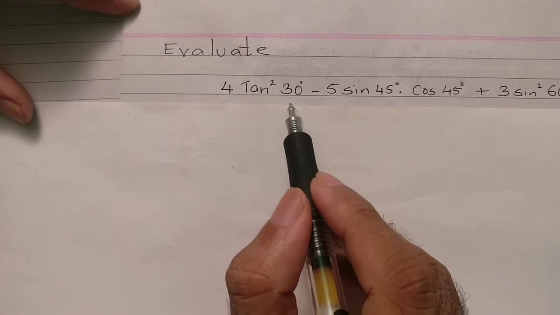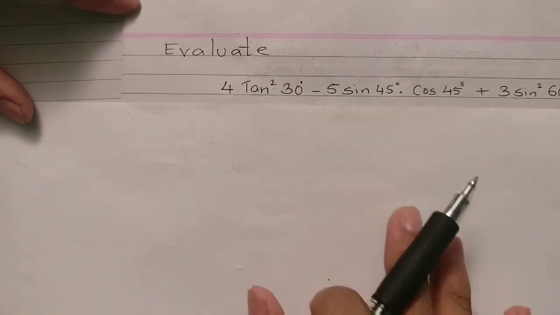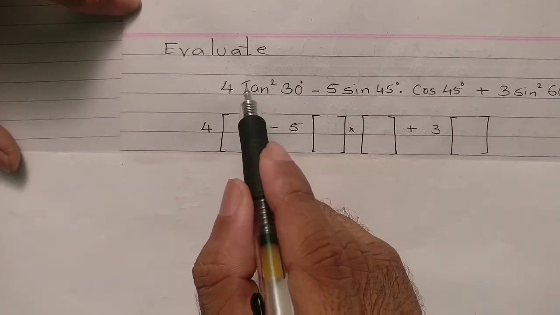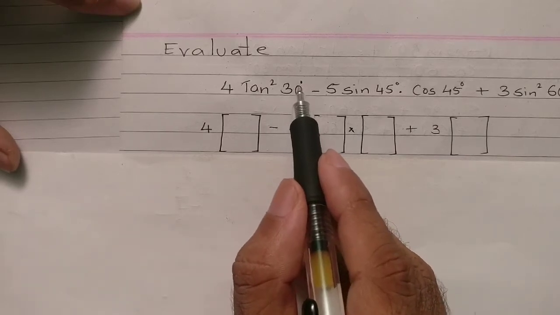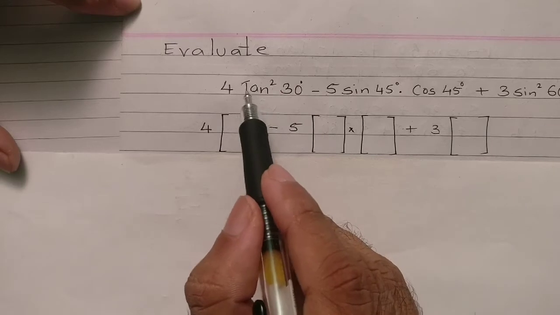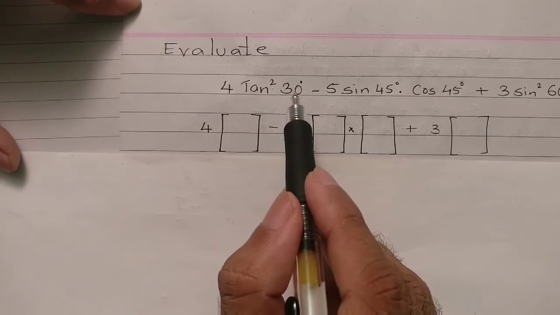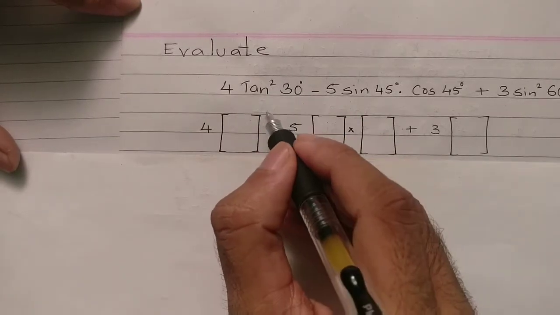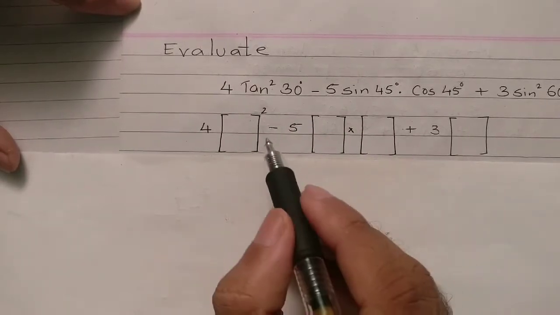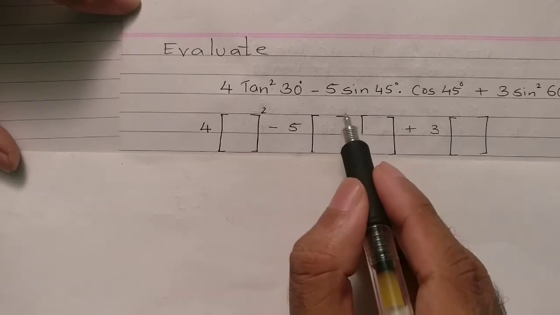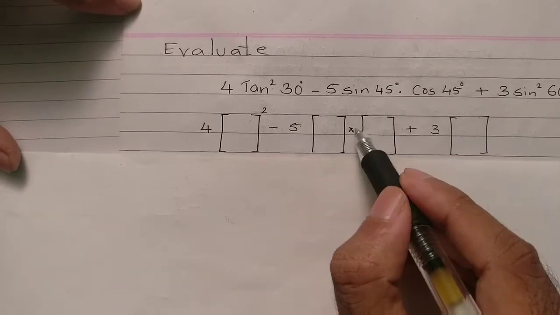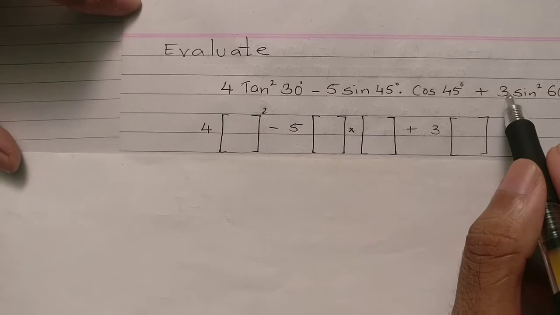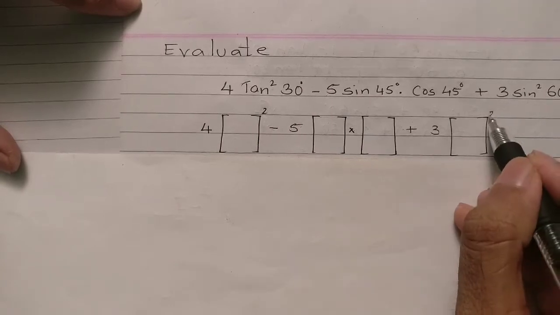Now, first thing that you need to do is, whenever you read this question, put a bracket. What I mean by this is, I'll write 4 and tan 30 has a certain value. I'll tell you the value, but once you know there is a trigonometric angle that I have to find a value for, I'll write a bracket over here, and since it is a square, I'll put a small square over here, minus 5 and then sin 45. There's no square, so I'm not writing anything, multiplied by the value for cos 45, plus 3 and there is sin² 60. So I'll put a square over here.